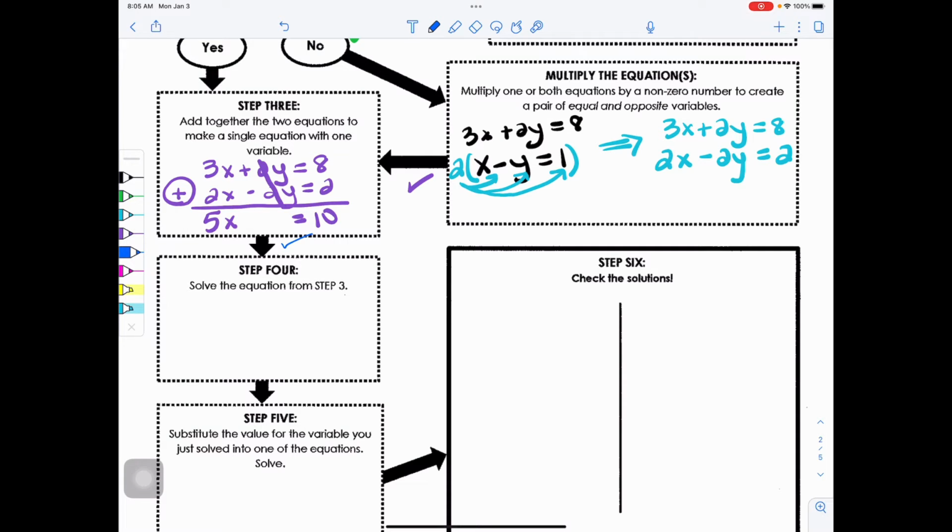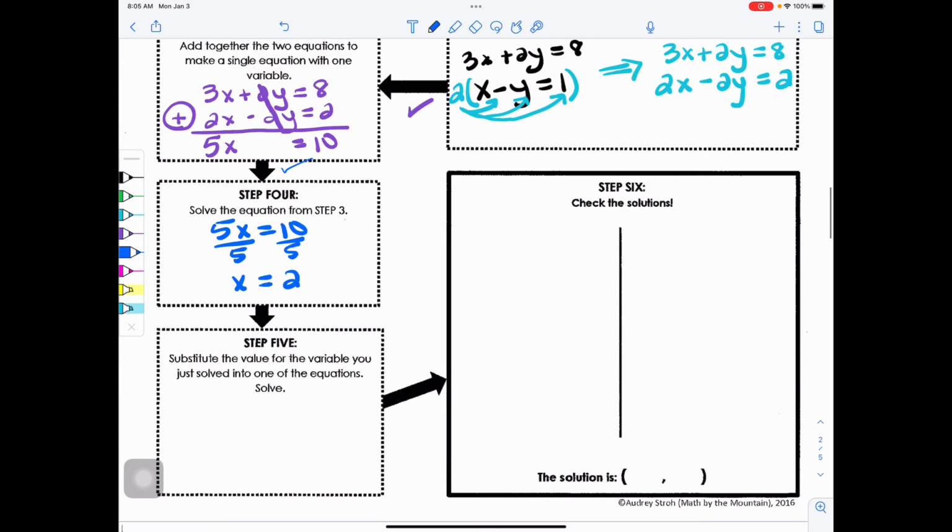it says solve the equation from step 3. Well, we have the equation 5x equals 10, which means I need to divide both sides by 5 to get x alone, and that means x equals 2. But remember back to when we're graphing systems that our answer should always be a coordinate. It's an x-y combination that makes the equation true. So now that we've found x, we also need to go forth and find the other variable. So we're going to substitute the value of x that we already found into one of the equations. It does not matter which one you choose in order to find the other variable.